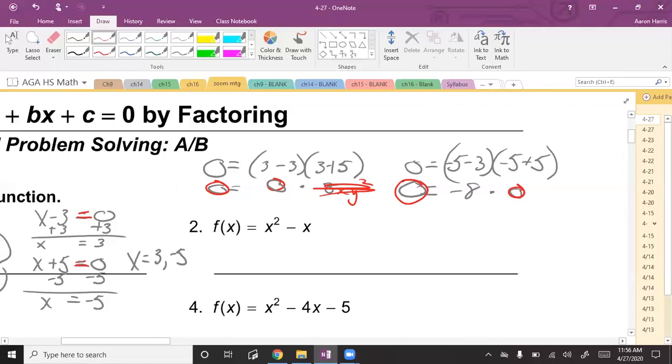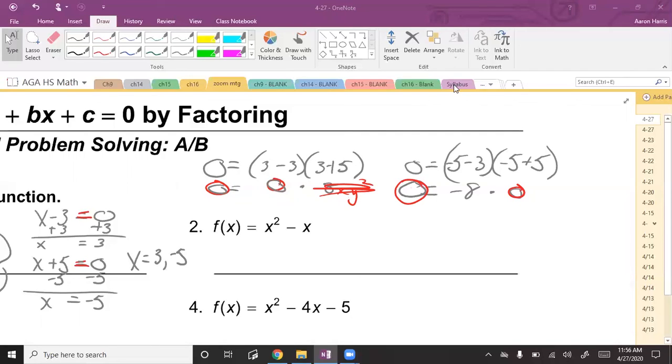Mm-hmm. All right. So now the first one was quite simple. Let's do the other one. Oops, hit the wrong thing. Let's mute Jamie. There we go.